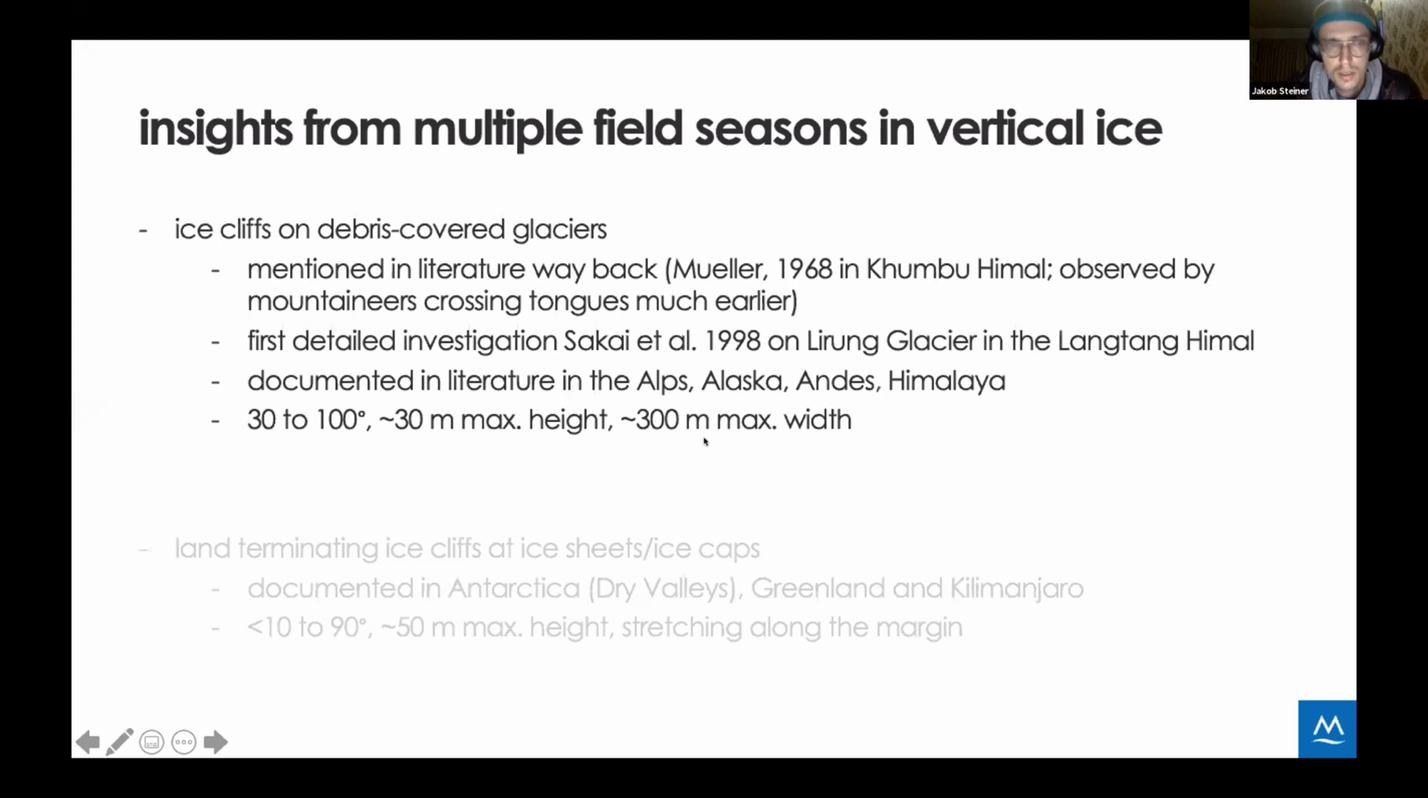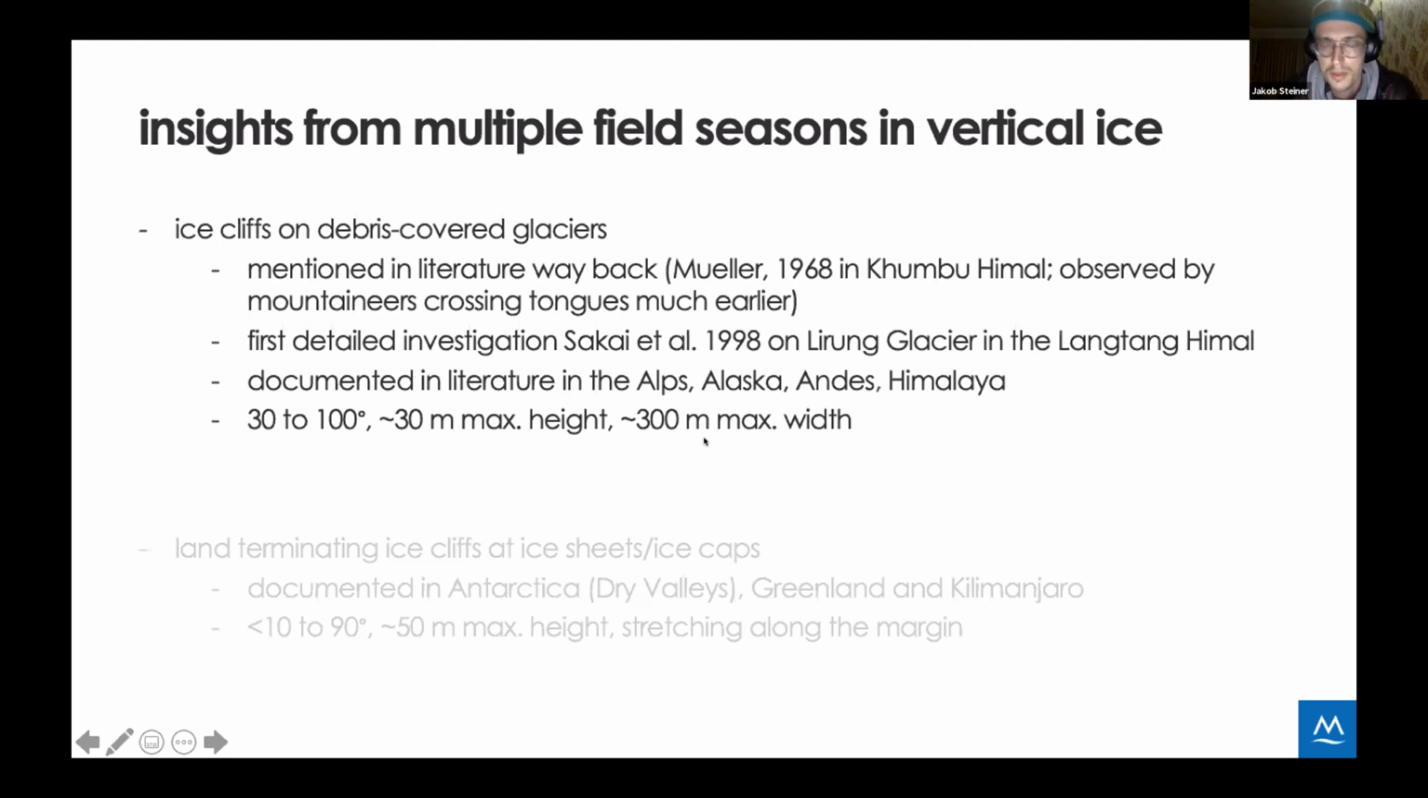They were then investigated in more detail the first time, I think, really by Akiko Sakai and her co-authors on Lirung Glacier. That's also the glacier where we work in the Langtang Himal. They looked at melt rates and described them in detail, but they have been documented since then in literature in other places as well. The Alps, more recently in exciting studies in Alaska, and stuff is coming out from the Andes as well. But the bulk of the literature is really still coming from the Himalaya.